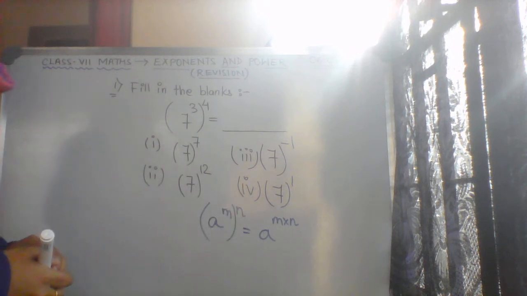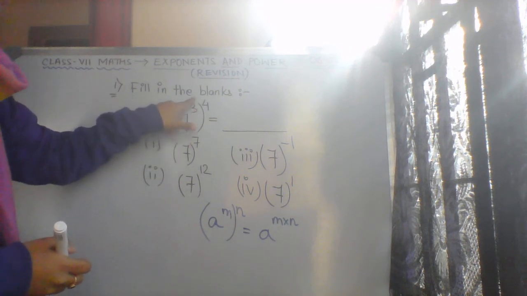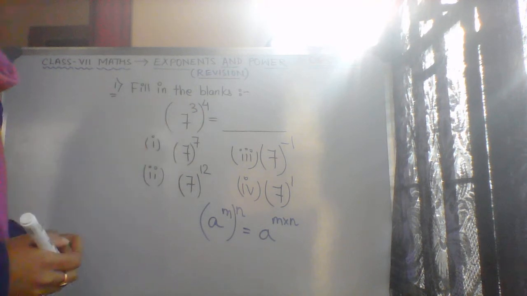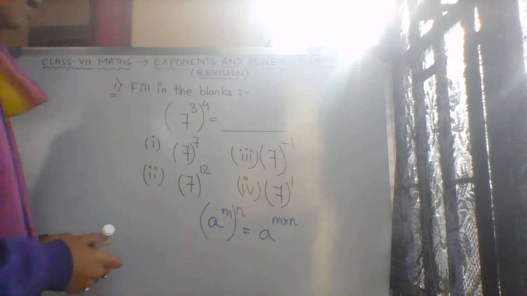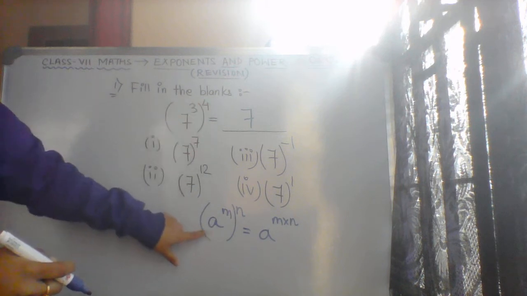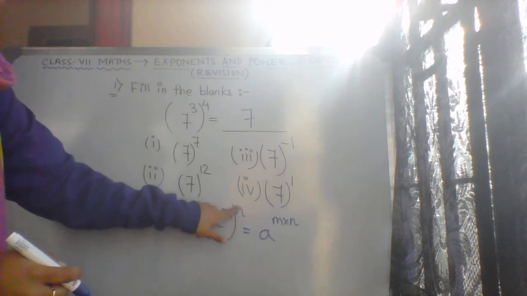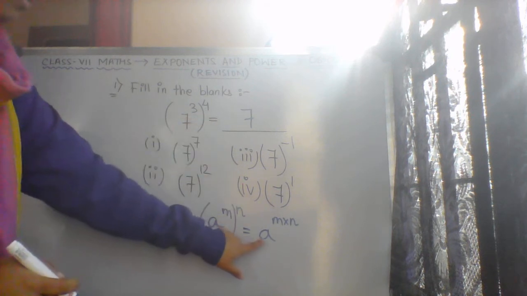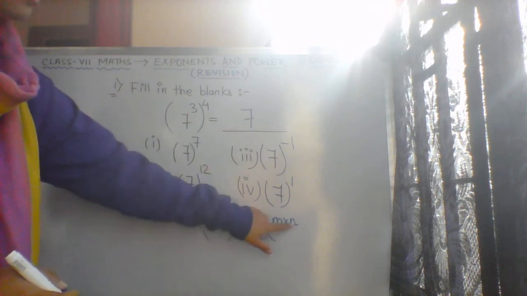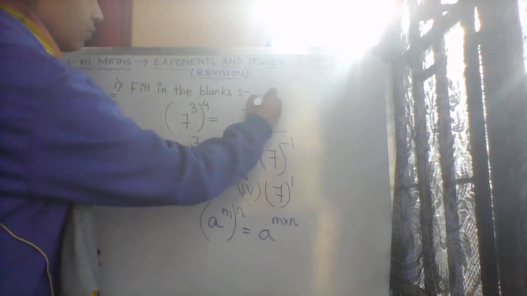Okay, so which option will be correct over here? It is 7 to the power 3 whole to the power 4, so it will be 3 into 4. So that will be 7 to the power how much? 3 into 4. Here a is which one? 7. M is what? 3. N is what? 4. So a to the power m into n. So a is our 7, m into n, so 3 into 4, 12.